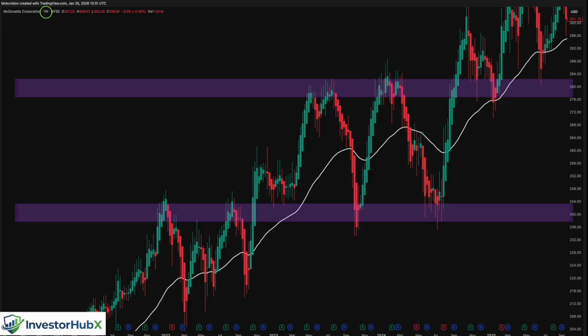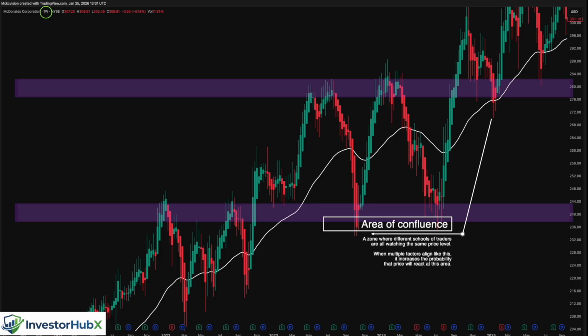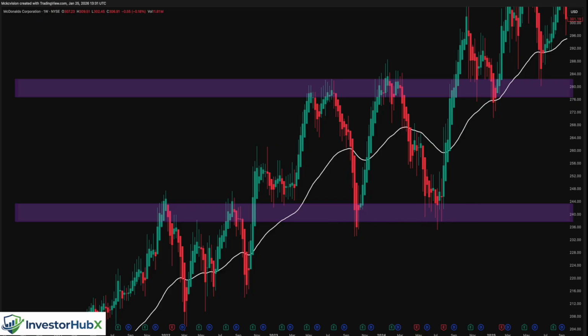In addition, we can also plot the 50-week moving average as a form of dynamic support. It's called dynamic because this support level moves with price over time. Coincidentally, this is where the key horizontal level and the 50-week moving average meet. This creates an area of confluence, a zone where different schools of traders are all watching the same price level. When multiple factors align like this, it increases the probability that price will react at this area.